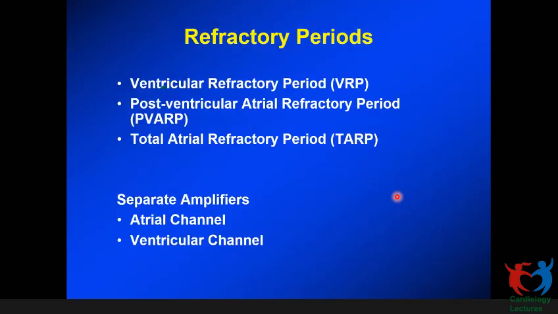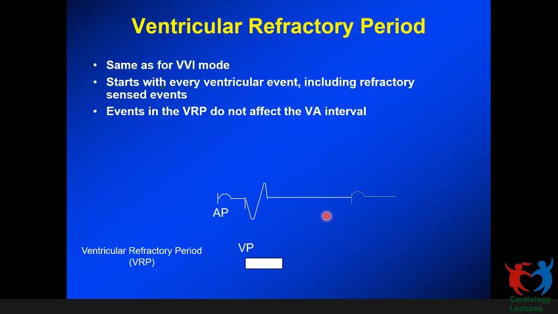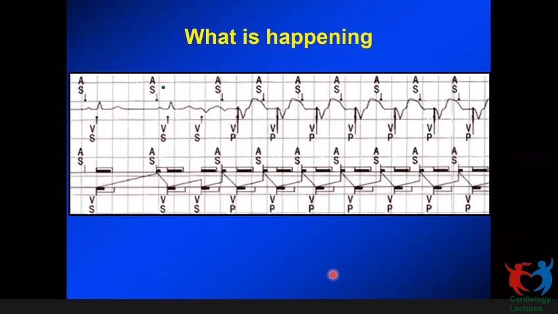Of course. And then there are more refractory periods and blanking periods. As we said earlier, remember that there are two electronic channels that run in the pacemaker, one in the atrium, one in the ventricle, and then they may interact with each other. We will see some of this. There is a ventricular refractory period, which is exactly the same as what we discussed in the single chamber ventricular pacemaker timing cycle. On V pace or V sense, that refractory period starts, which is a programmable one.